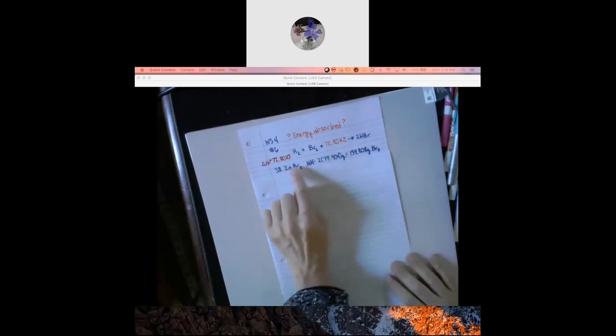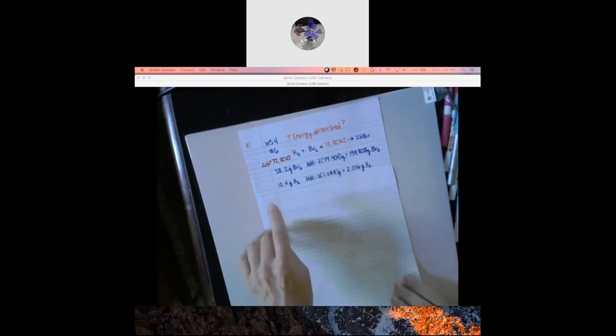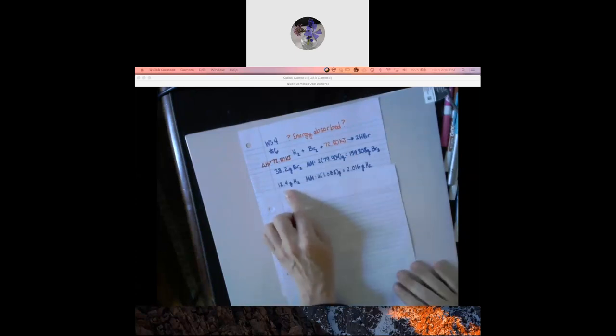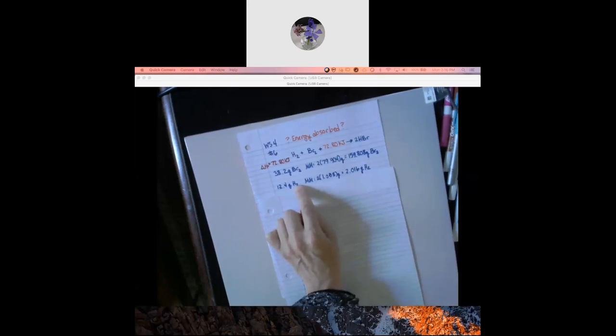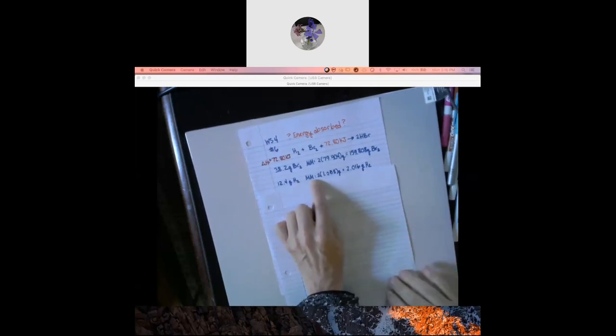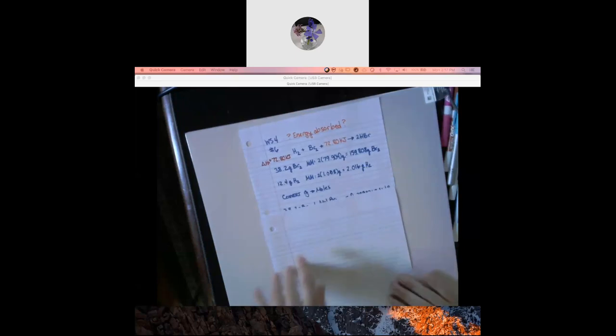So once again, I have to calculate molar mass. I'm going to need it to convert the grams that they gave me. They gave me 38.2 grams of bromine, and I need to turn that into moles using the molar mass. And I did the same thing for the hydrogen. They gave me 12.4 grams of hydrogen, but I can't do anything with that. I need to turn it into moles using the molar mass. So here's how many grams 1 mole of hydrogen weighs. So now I can convert grams into moles.